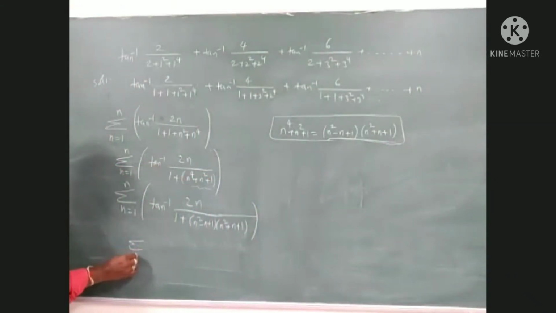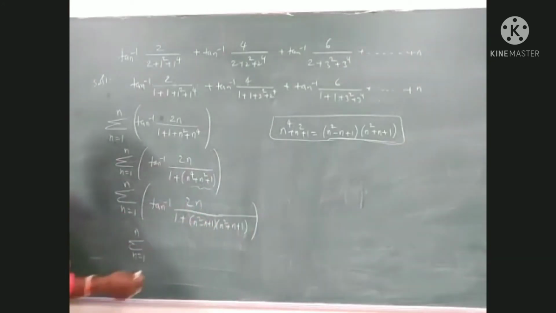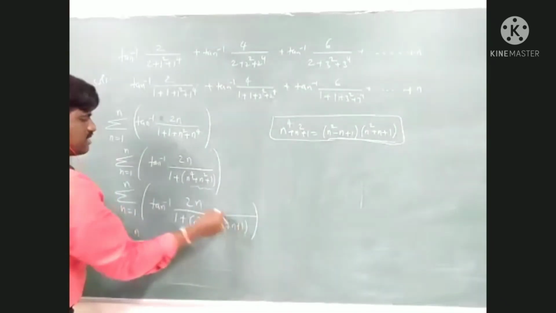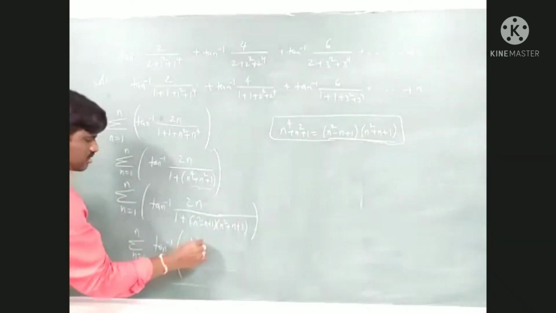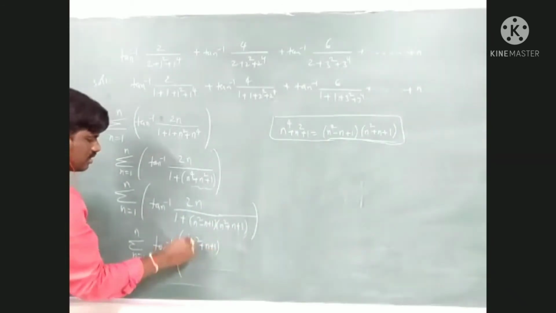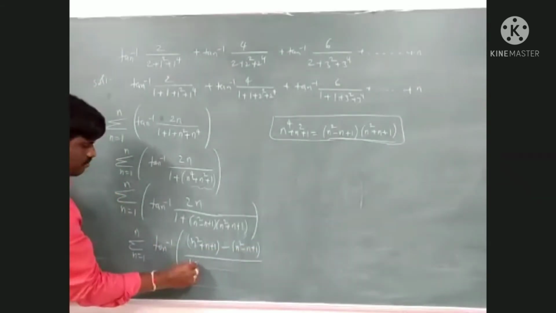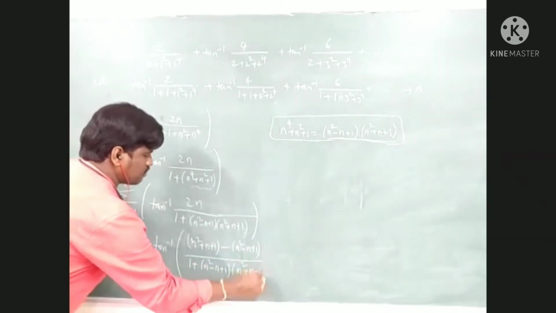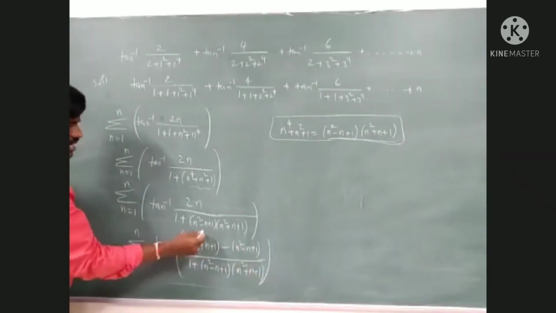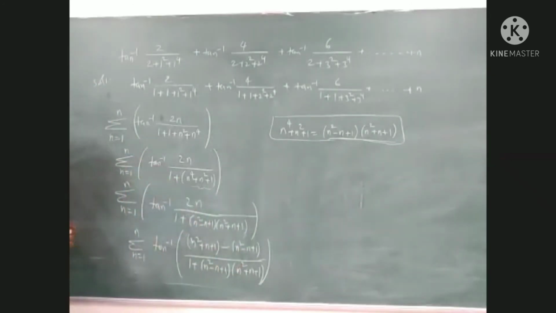On the top, to get 2n, what should be subtracted from what? N square plus n plus 1 minus n square minus n plus 1. So can I write tan inverse of n square plus n plus 1 minus n square minus n plus 1 divided by 1 plus n square minus n plus 1 into n square plus n plus 1, correct? In this subtraction n square cancels, plus 1 minus 1 cancels, n plus n gives 2n, correct? Are you getting it, everybody?